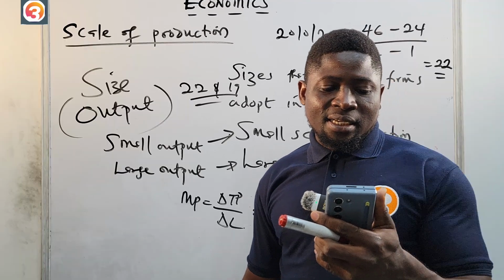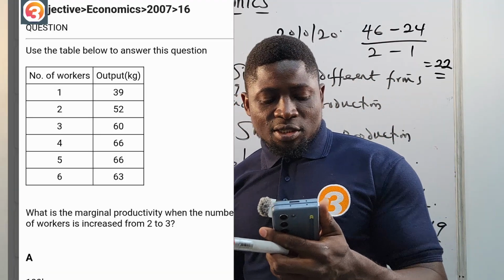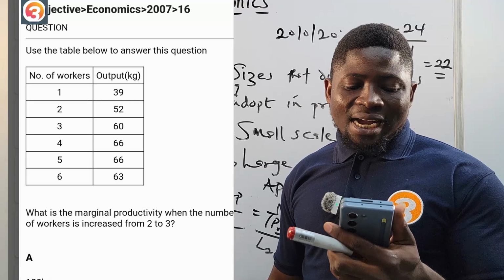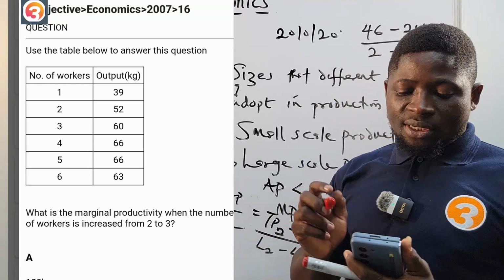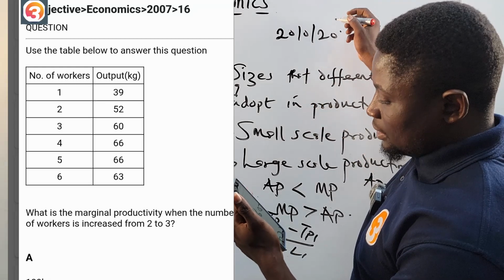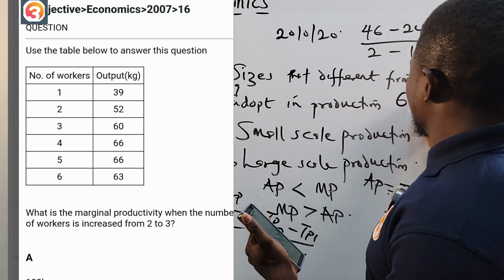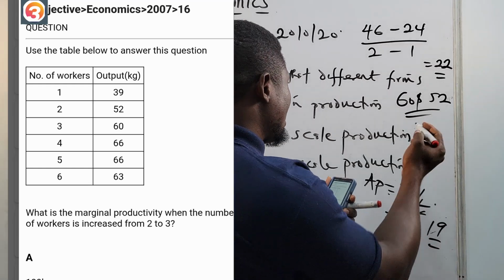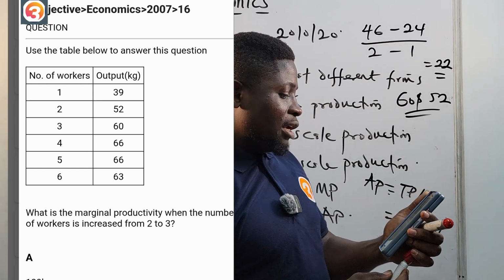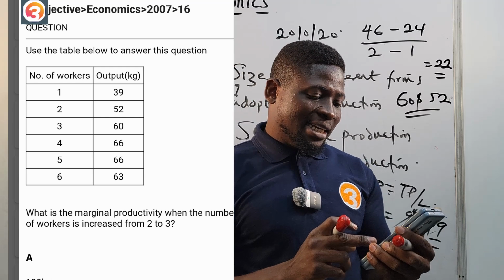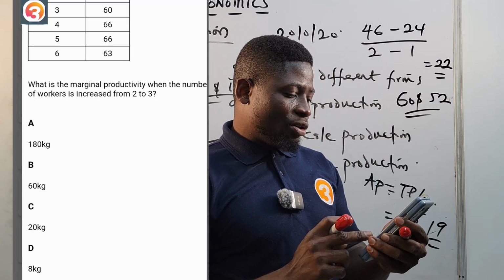2007, number 16. Use the table below to answer this question. What is the marginal productivity when the number of workers is increased from 2 to 3? Marginal product from 2 to 3. We're using 60 and 52 as the values there. Then the number of laborers is 3 minus 2. So get the answer. Put that down in the comment section for me.